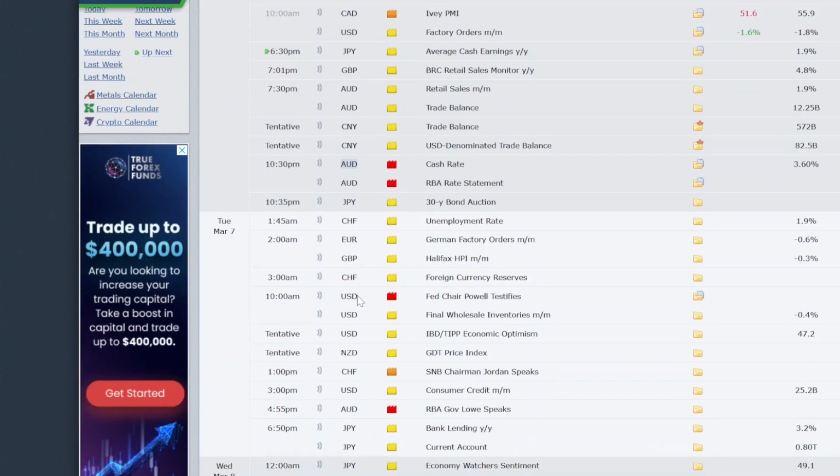Same here, you can see on Tuesday, tomorrow at 10 a.m., USD will have a high impact news. So any pair that crosses with the US dollar will have a high volatility range around 10 a.m.